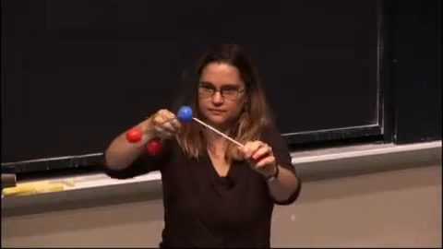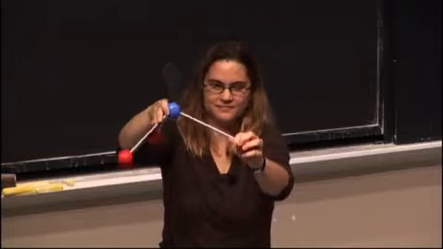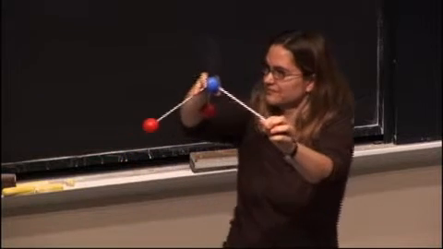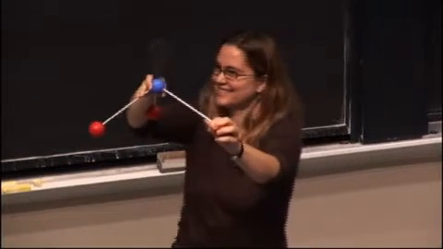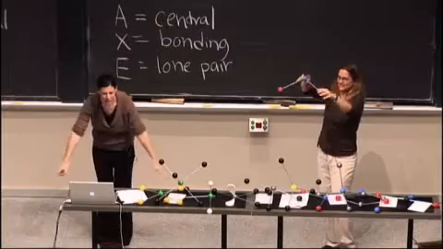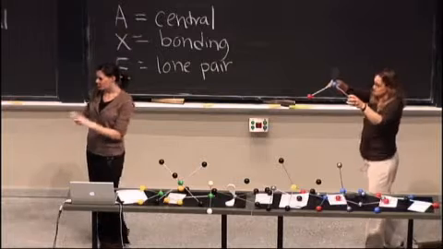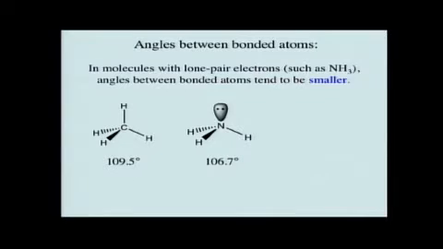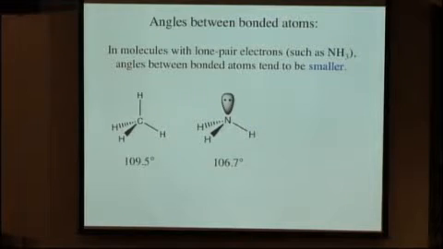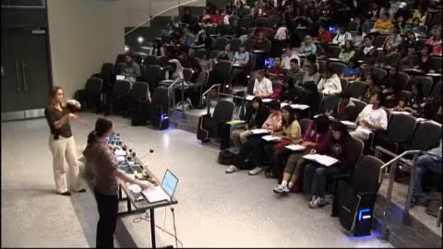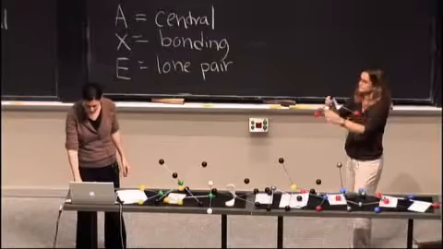And you can't see it with these models because these are not actual lone pairs. But if they were actually repelling each other, they would be pushing those bonds as far away as possible. And instead of being 109.5, you'd see that the angle is now 106.7. So it's a smaller angle between bonds because you have more repulsion from those lone pairs pushing those bonds down.